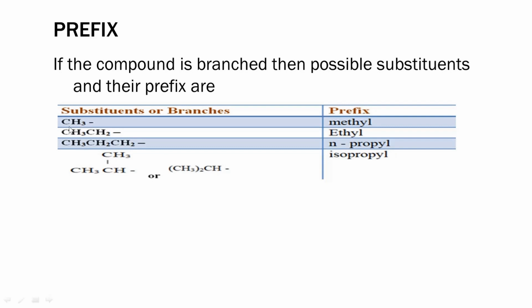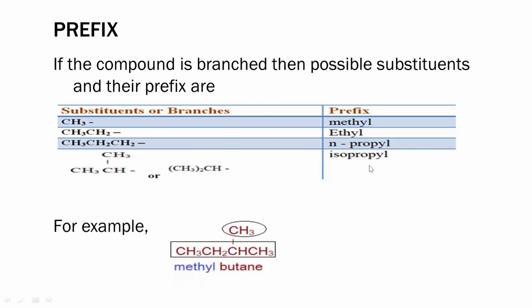The substituents might be like CH3, CH3CH2, CH3CH2CH2, and so on. Alright, and the prefixes for those substituents are methyl, ethyl, propyl, isopropyl, like this.